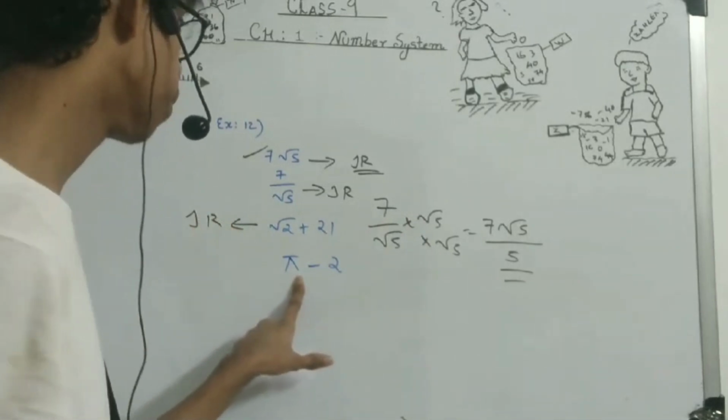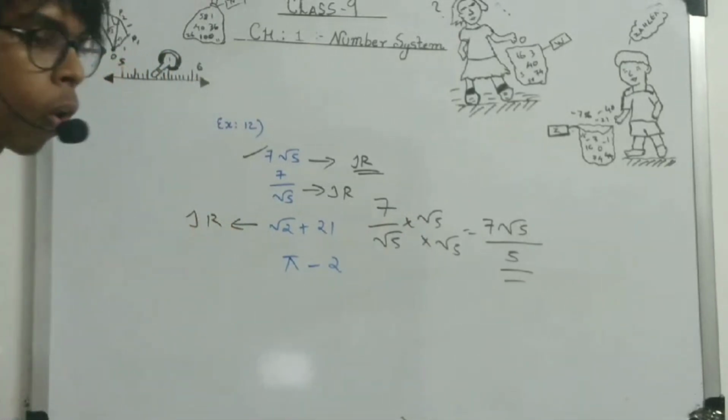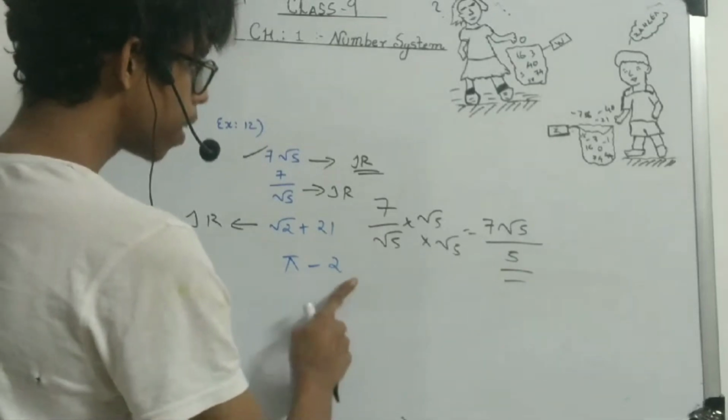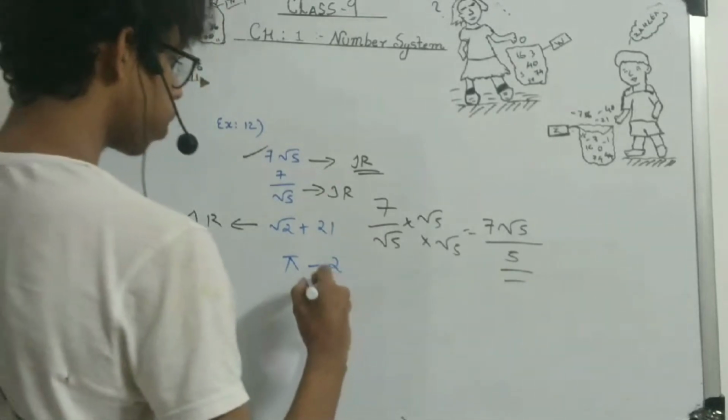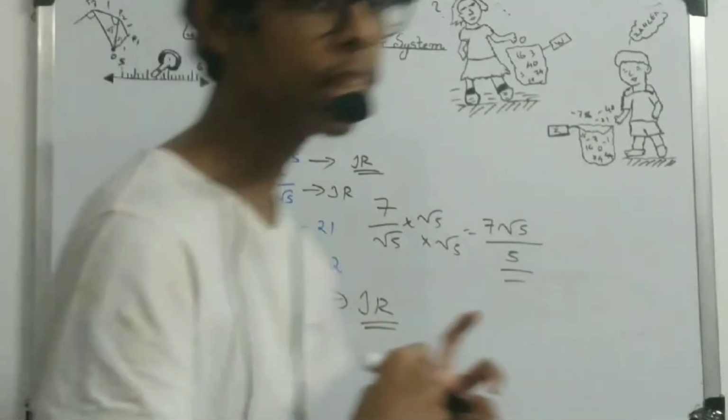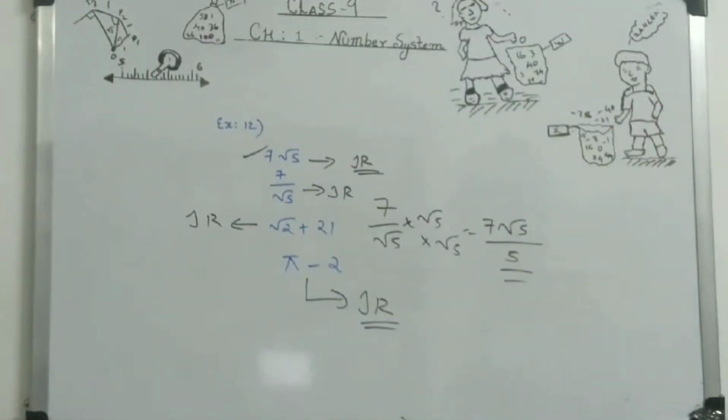Now the last one is pi. Pi we know is 3.14, non-terminating, non-repeating. It is an irrational number minus a rational number. Again, it is an irrational number. So all the quantities which are given to you in example number 12 are irrational numbers. Okay, I hope I am clear.